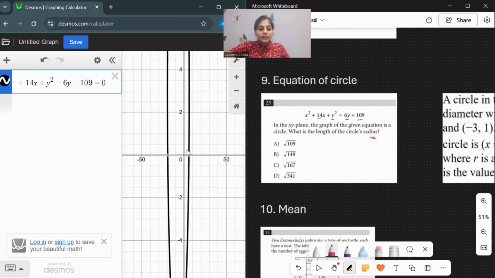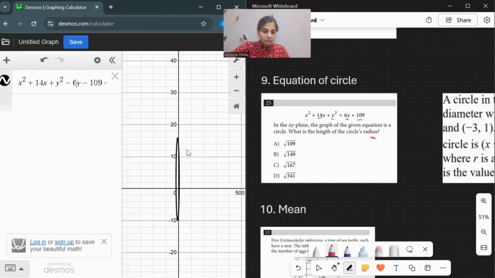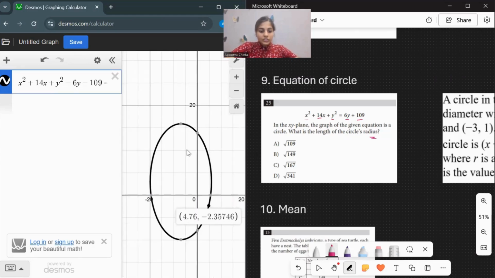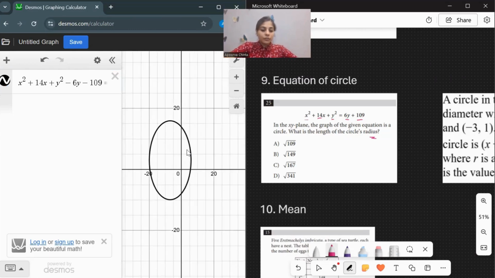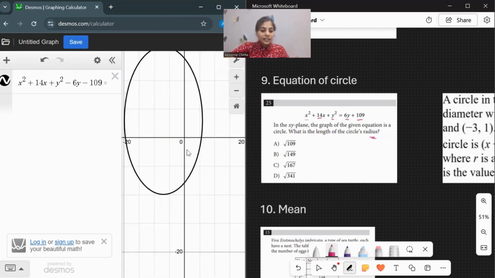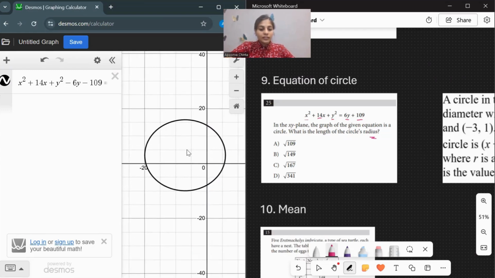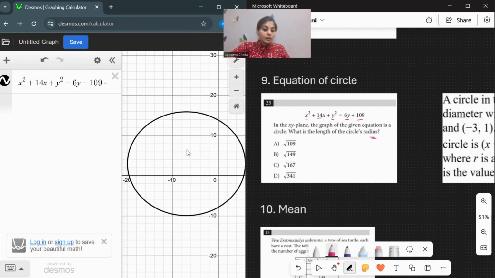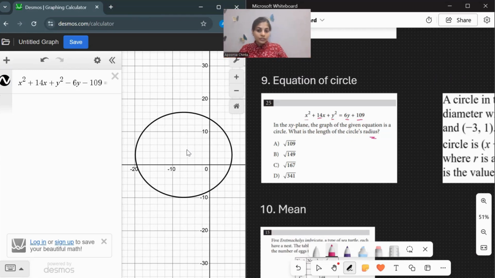So we got a circle which is really, really elongated, and we will just minimize it to see it in the form of a circle. So here it is. So here is the circle we are looking for. Now we need to find out the radius. So let's just recap what a radius is. Radius is the length of the line that is from the center onto the circle.